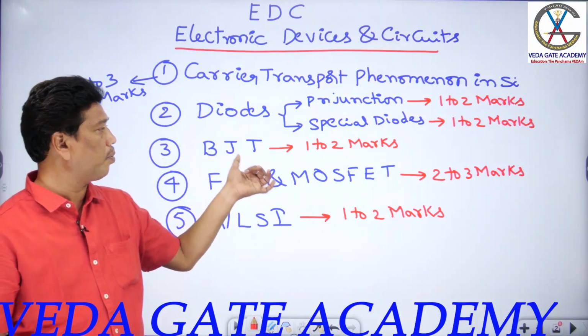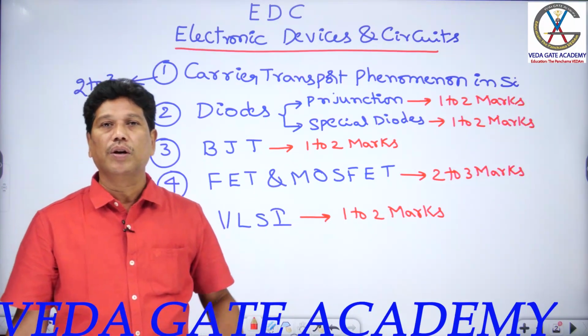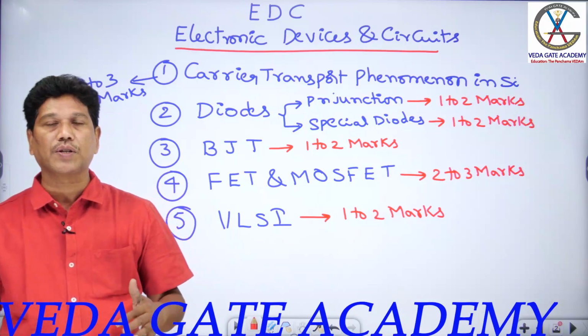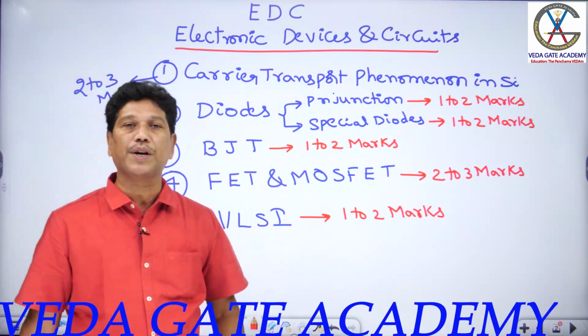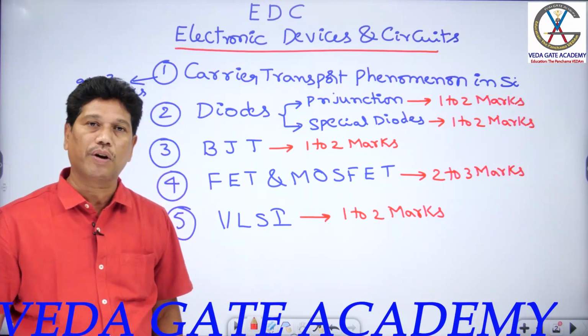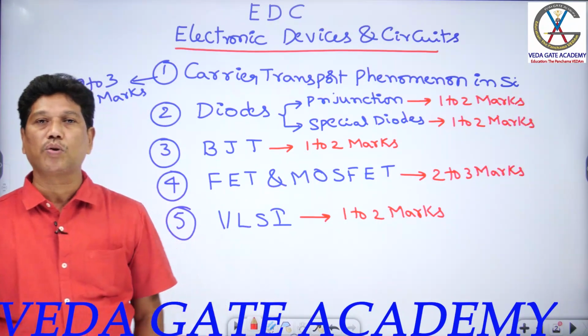Right, BJT, bipolar junction transistor. Here we can discuss the characteristics of a BJT and the other things of the BJT. The continuation of the BJT mainly comes in analog circuits. So that can score 1 to 2 marks.